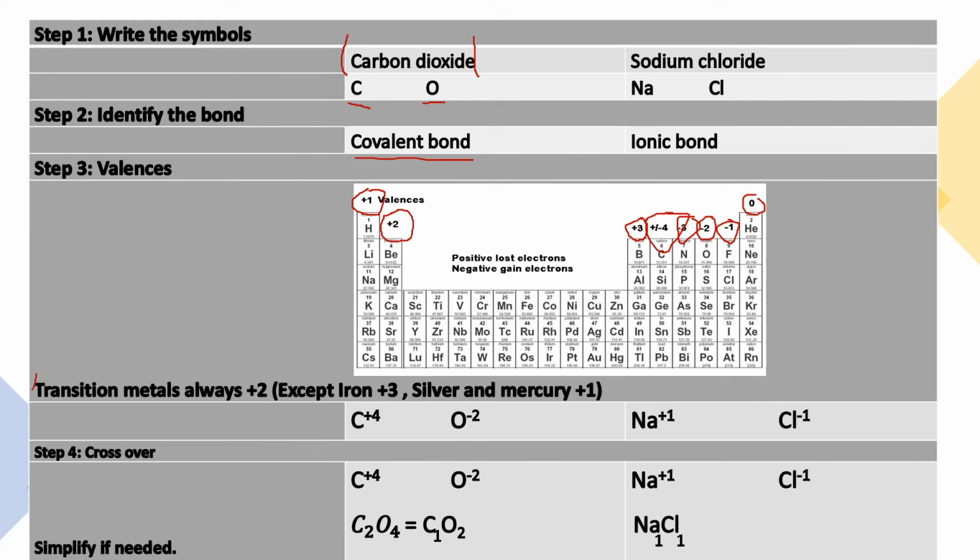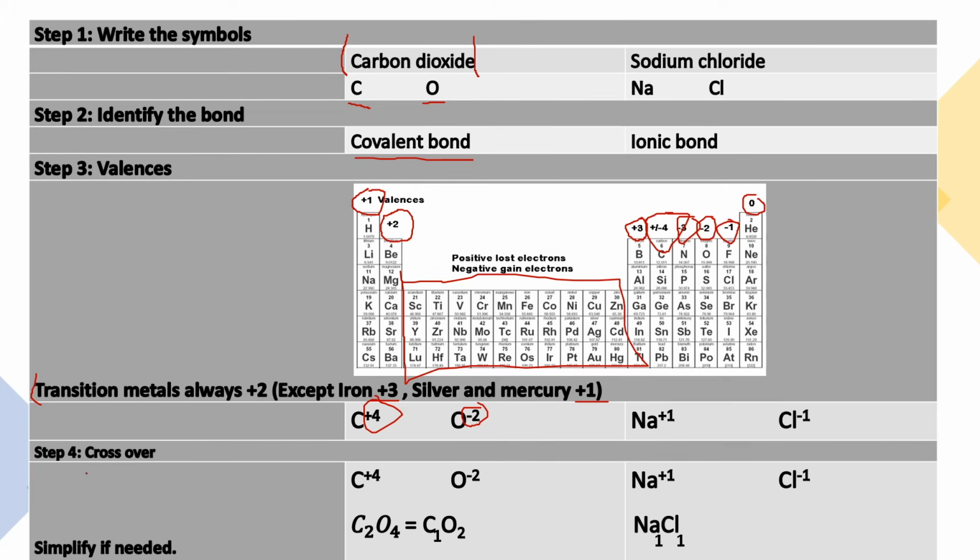Remember, the transition metals, which is this block over here, will always be +2 except for iron, which is Fe, and silver and mercury, which is Ag and Hg, which will have a valency of 1. So once you have identified where the valencies are, we place it with the chemical symbol in the top right-hand corner. So carbon has a valency of +4, oxygen has a valency of -2.